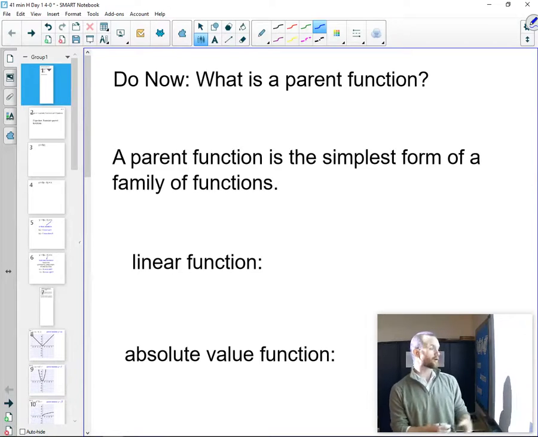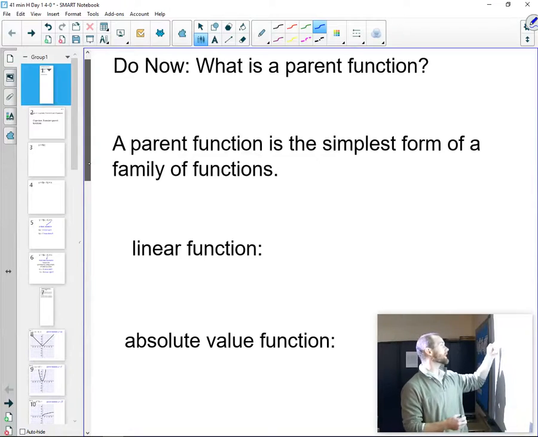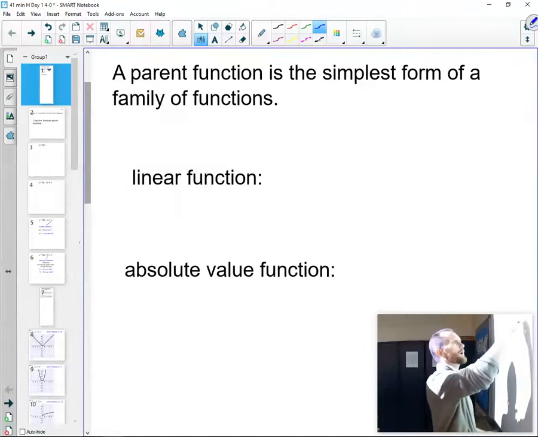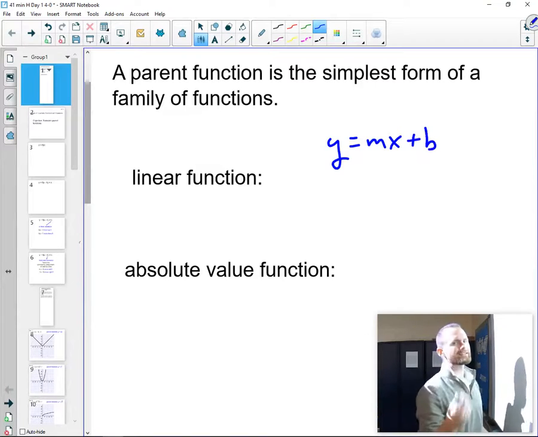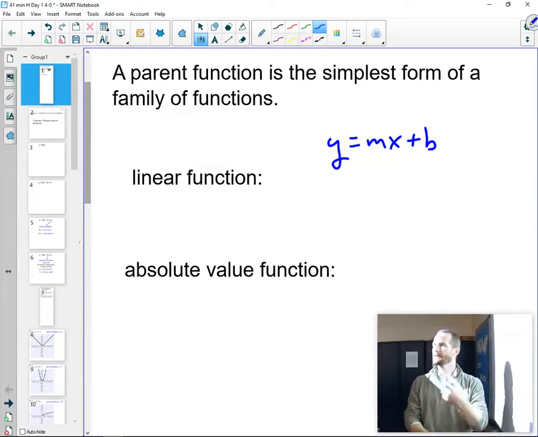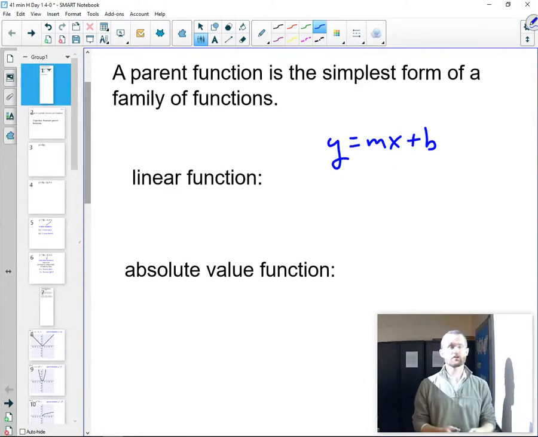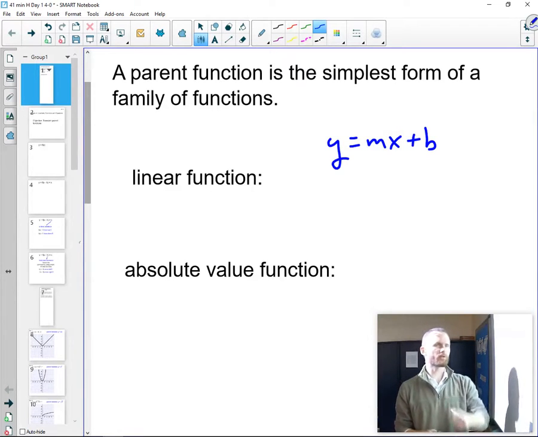So if we had a linear function, if I asked you, okay, what's the simplest form of a linear function? A lot of you watching would probably say, oh, well, that's y equals mx plus b. But that is not the parent function. That's not the simplest form. That's slope-intercept form. It's sort of a formula almost that helps us graph a linear function, but it's not the simplest form, but it can help us get to what the simplest form is.